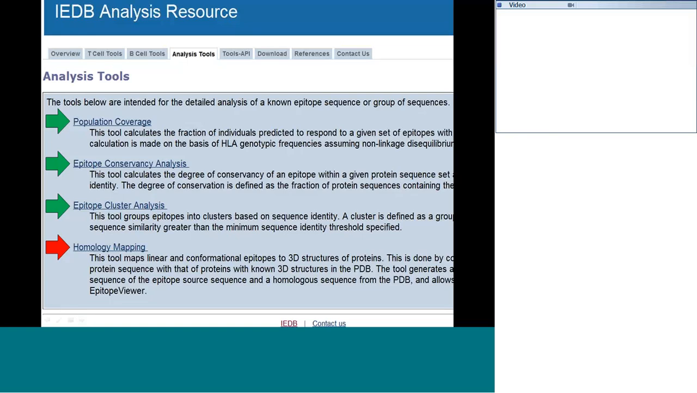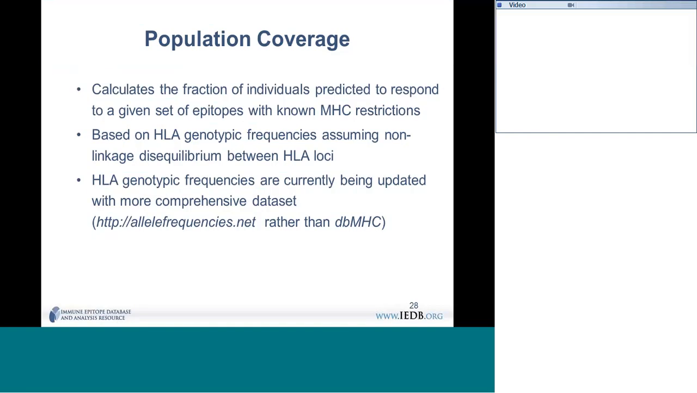I'll talk about population coverage, which predicts what degree of reactivity a set of epitopes would have, given a known HLA restriction of these epitopes, in different populations. I'll talk about the epitope conservancy analysis, which I had mentioned before briefly, and the epitope cluster analysis. Julia is later going to talk about homology mapping, I hope. So, population coverage.